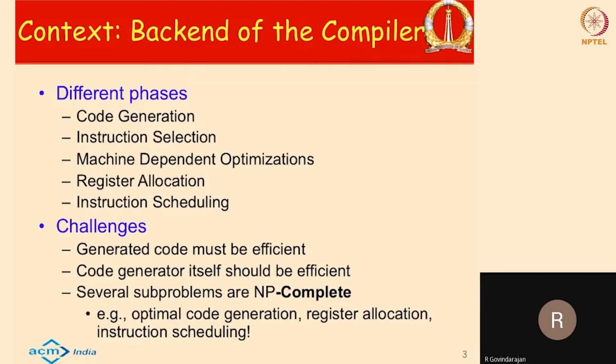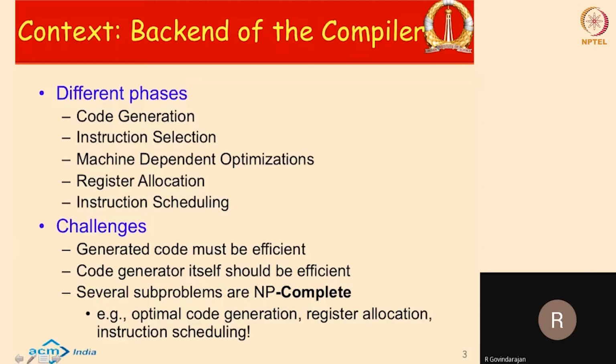Why is this interesting, right? Almost all of the problems that we talk about in the back end of the compiler are very interesting and very challenging, in the sense that you want to generate efficient code, and you also want to generate it in an efficient way. The code generator itself has to be fast. And unfortunately, many of these problems, whether it is the problem of generating the optimal code or the problem of doing optimal register allocation or the problem of optimal instruction scheduling, if you look at any of these problems, they fall under this broad category of NP-complete problems.